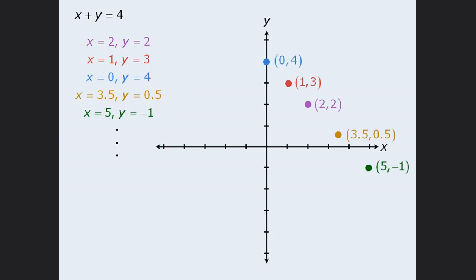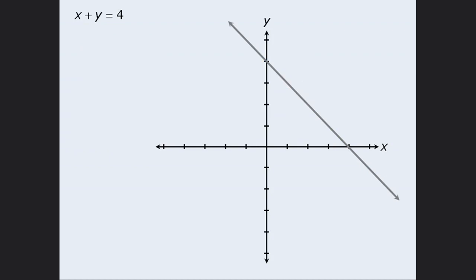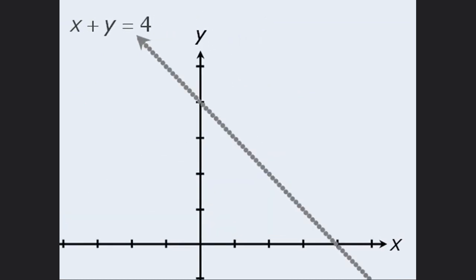Of course, we could add infinitely many solutions to this equation, and if we added all of them to our coordinate plane, we would get a line that extends forever in both directions. We say that this line is the graph of the equation x plus y equals 4. Now, the most important takeaway here is that this line is really comprised of infinitely many points, and each point is a solution to the equation x plus y equals 4.